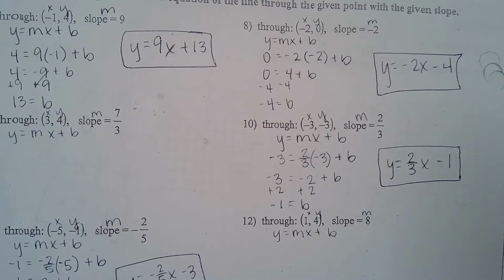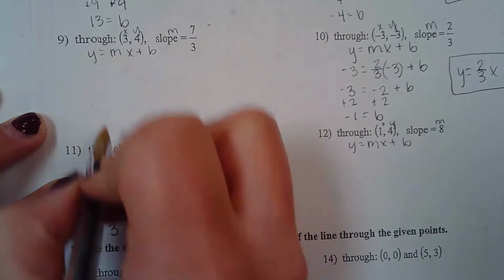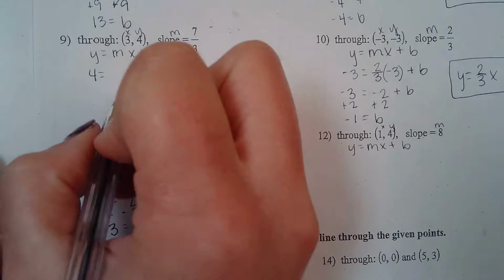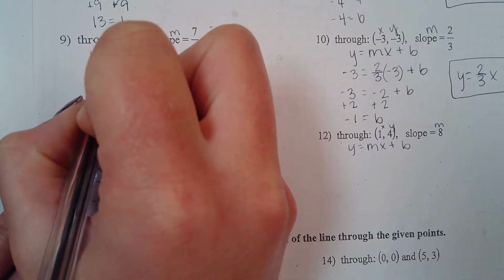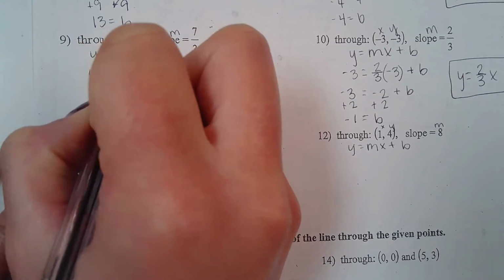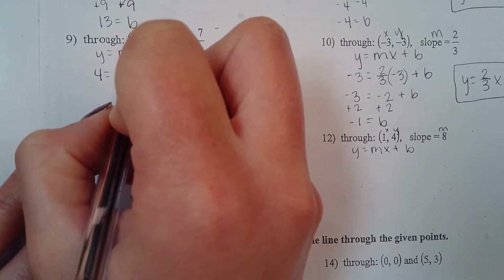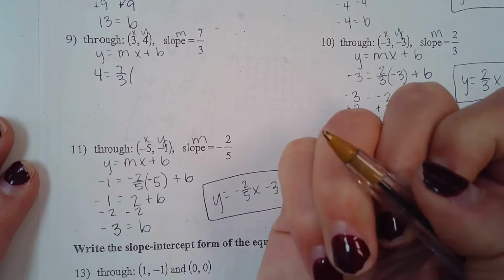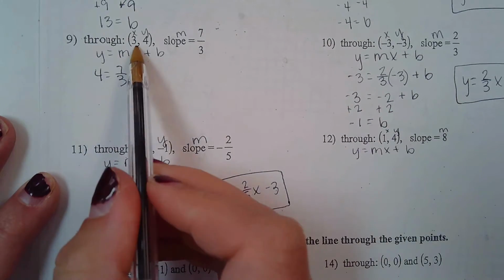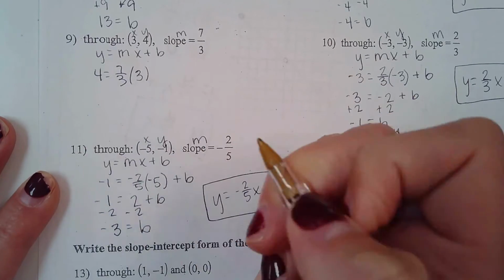All right, number 9. Maria, what do we put in place of y? Colin, what do we put in place of m? 7 over 3. Hunter, what goes in place of x? 3. Can we stop having our own conversations?